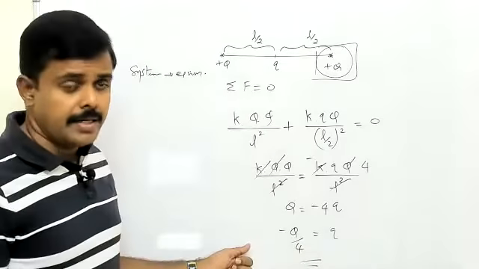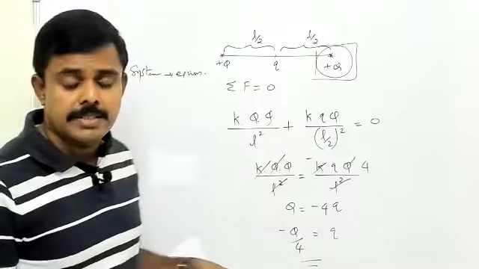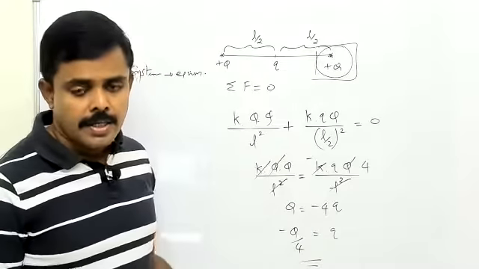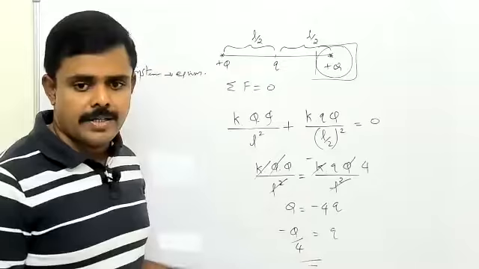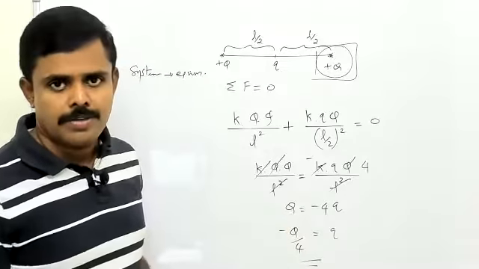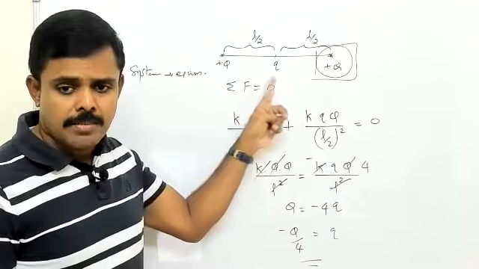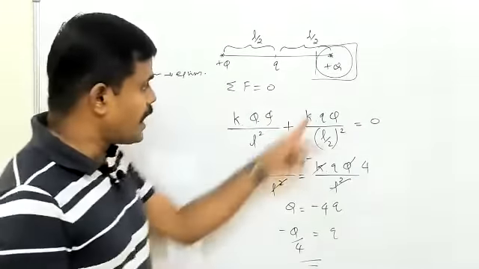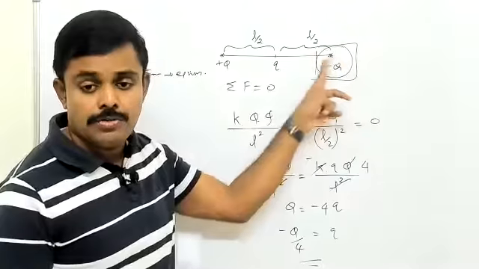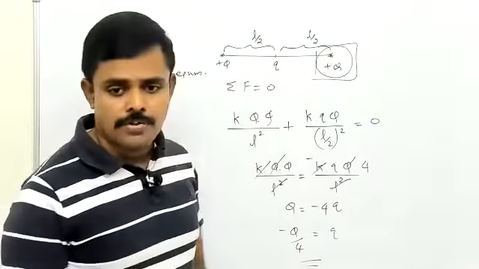You can even learn it by heart. This question is very, very important. Like I told you, it's already been asked 13 times in entrance examinations, okay? For boards, if you are asked this question, you should show these steps. For entrance, you can learn it by heart. q is equal to minus Q by 4. So what is the charge to be placed in the middle so that the system is in equilibrium? One fourth of the end charge, and that should be negative as well. Understood? Negative of one fourth of the end charge.